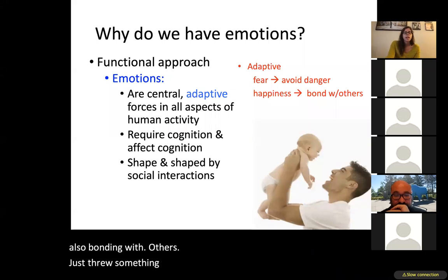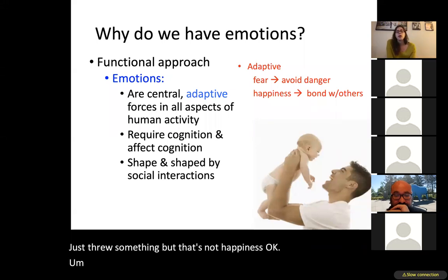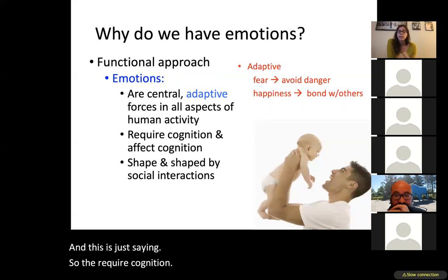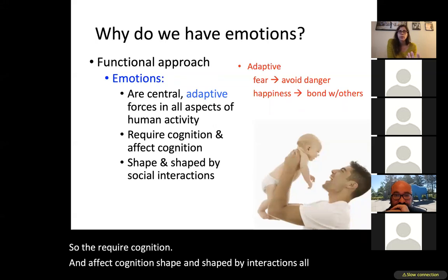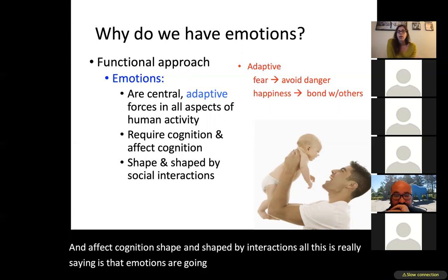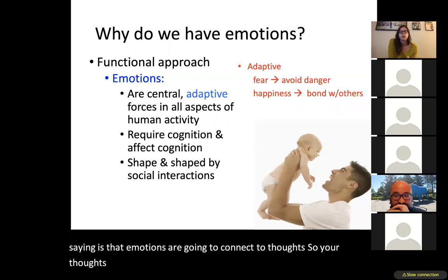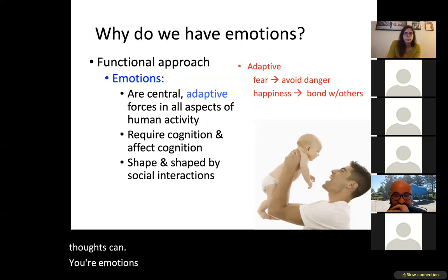And this is just saying that emotions require cognition and affect, cognition shaped by interactions. All this is really saying is that emotions are going to connect to thoughts. So your emotions can lead to changes in thoughts, but your thoughts also lead to changes in emotions, and your social interactions or your behaviors are also going to be shaped or affected by emotions as well.